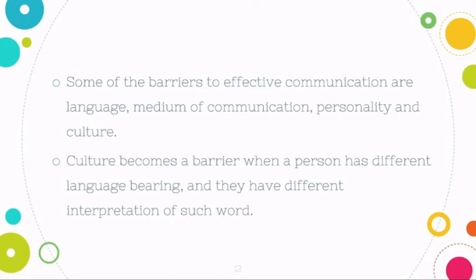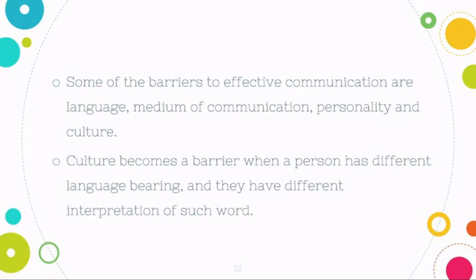Next, we have culture. Culture becomes a barrier when a person has a different language background and a different interpretation of such words. Again, the language, which is part of the culture, so there should be a common understanding, a common familiarity with the language. Also, different levels of proficiency in a language can be a barrier to effective communication.